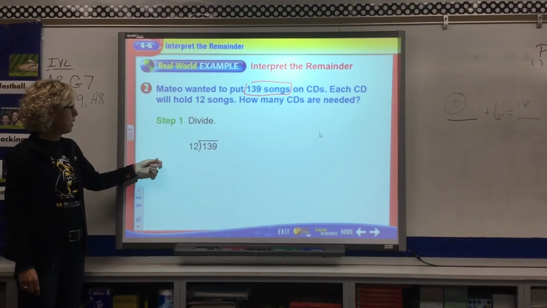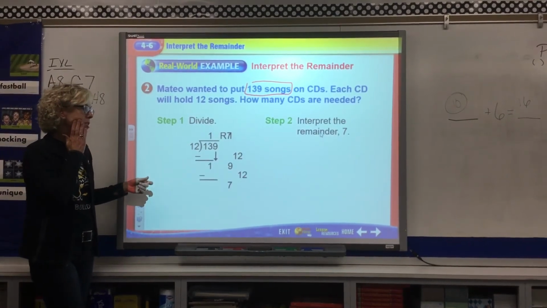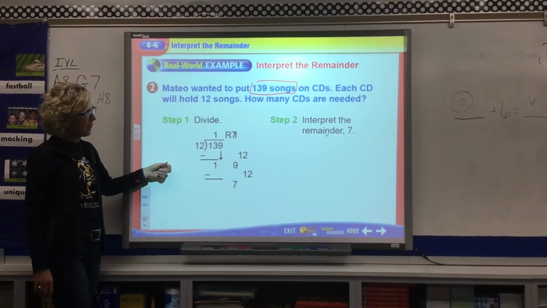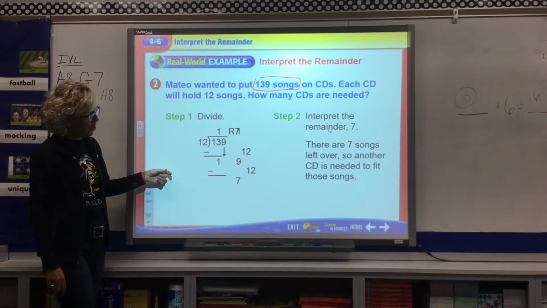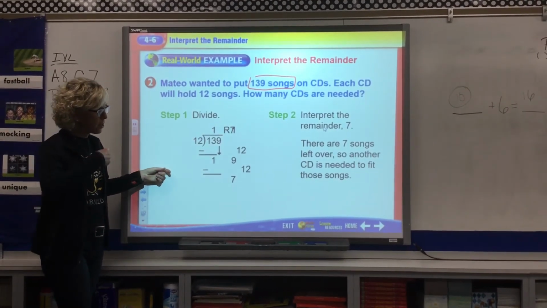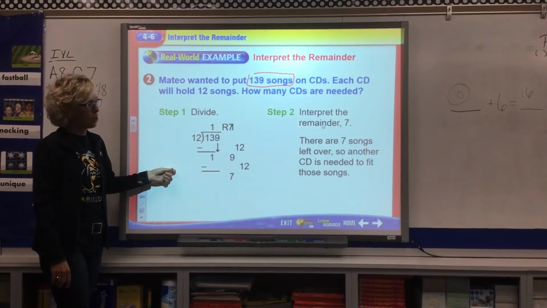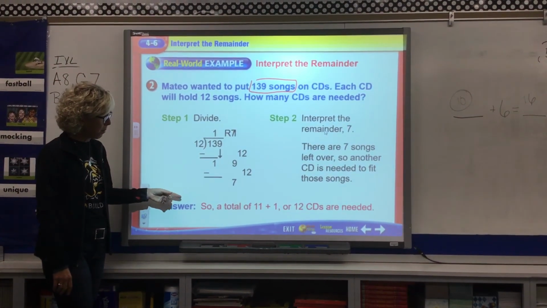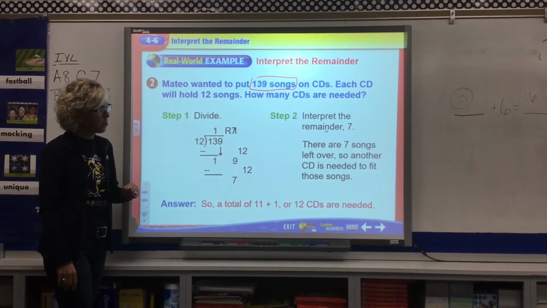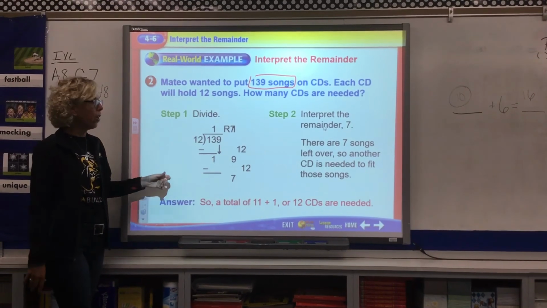Okay? Here they are solving the problem just like we did. They got a remainder of 7. There's 7 songs left over, so another CD is needed to hold those songs. We're going to round up so that our answer would be 12 CDs to hold all of those songs.